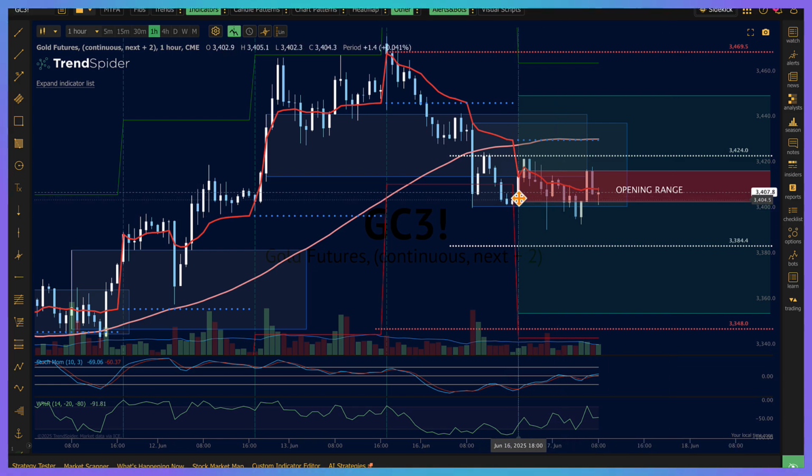And so what do we have? Opening range for gold. Low, $3,404. High, $3,417. Expected move on the low side, $3,384. Expected move on the high side, $3,424. Essentially, it's caught in the high volume candlestick from yesterday, and it doesn't seem to be able to break up and over the halfway structure.